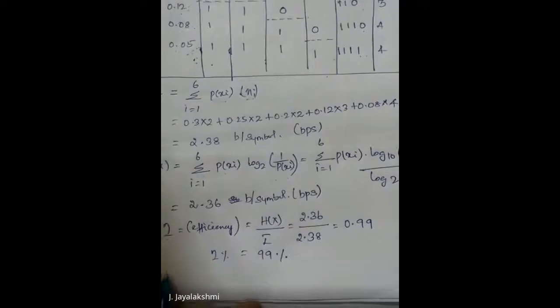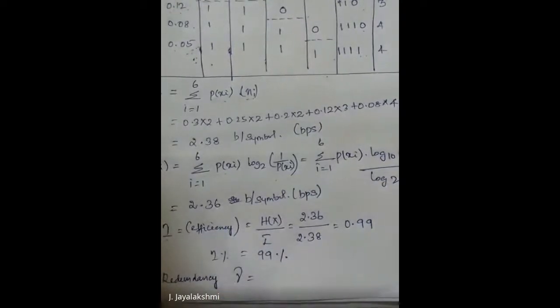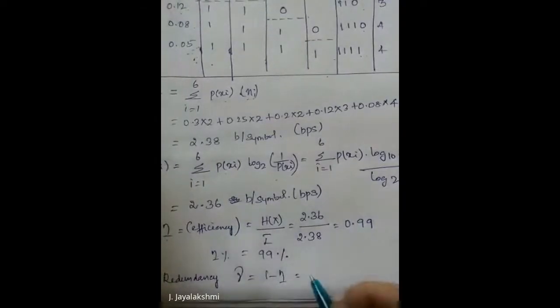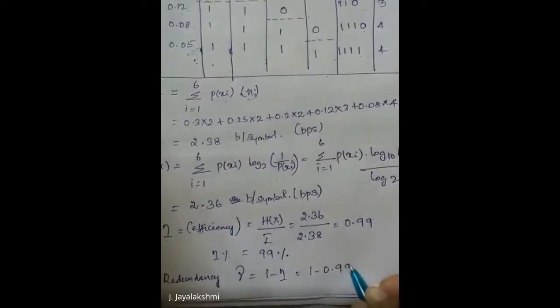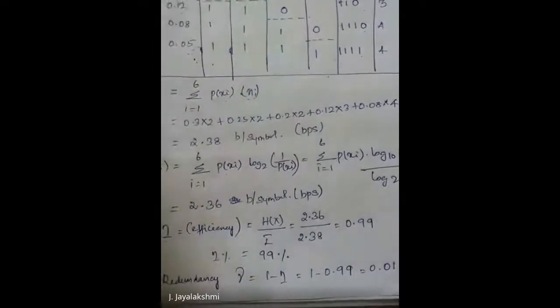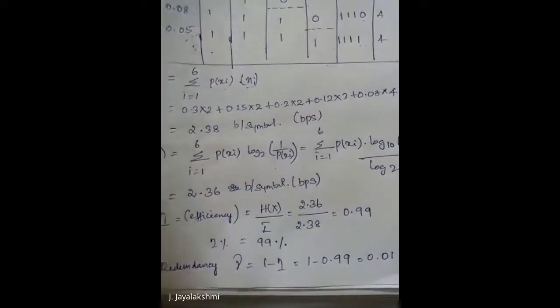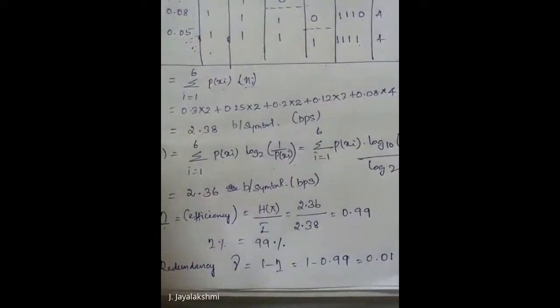Coming to find the redundancy value. Suppose they ask to find what is the redundancy of such a code. Redundancy is denoted as gamma, which is 1 minus the efficiency value. So this is 1 minus 0.99. So it is 0.01. So this is the redundancy of your system. Hope you understood how to solve the Shannon-Fano coding technique.